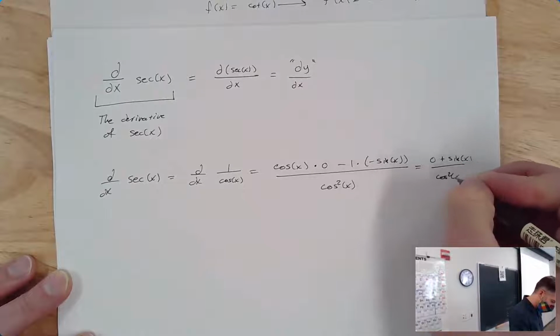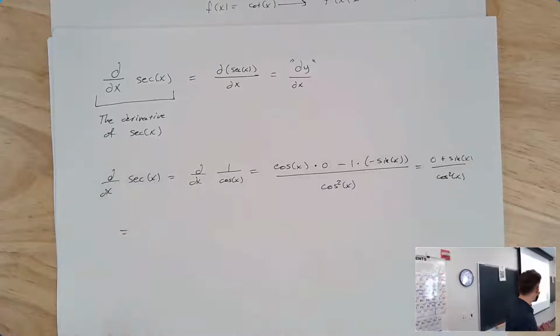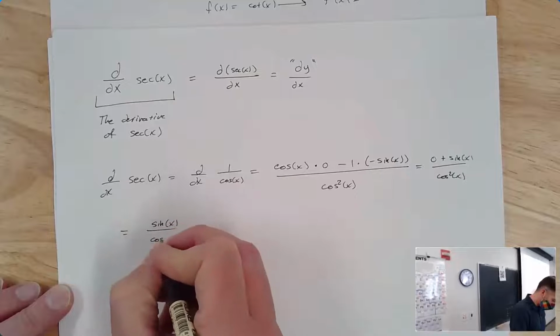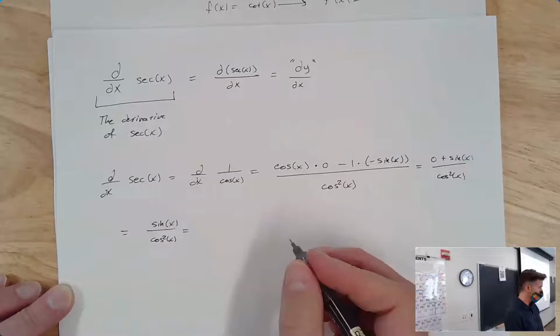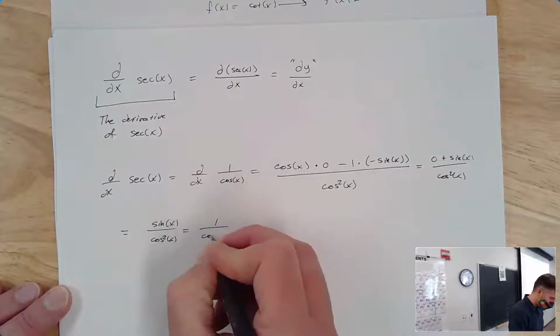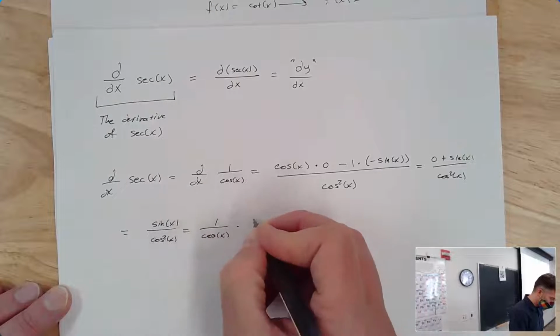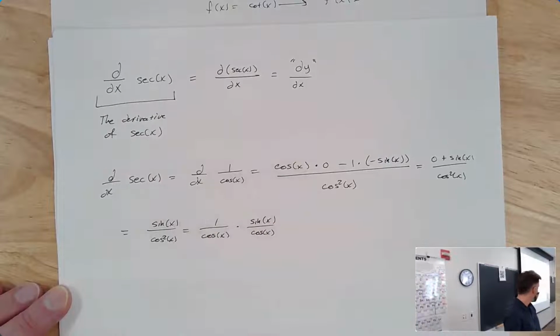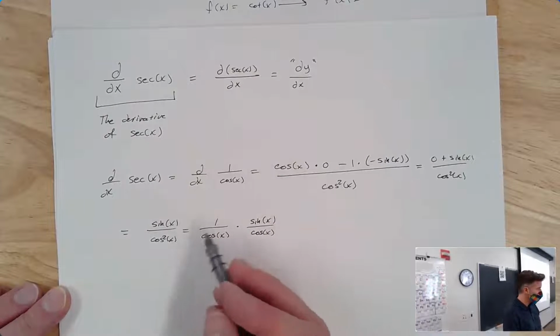And I'm going to get 0 minus 1 times minus sine, which is positive sine of x over cosine squared of x. And just like before, we're not going to leave the answer like this. Instead of writing it as sine of x over cosine squared of x, I'm going to write it in a very particular way. I'm going to write it as 1 over cosine of x times sine of x over cosine of x. And then what's 1 over cosine also known as?